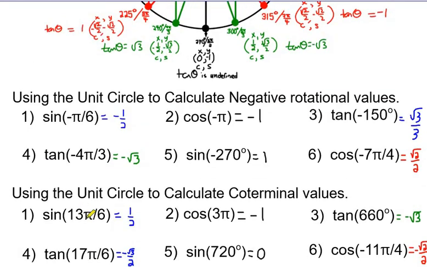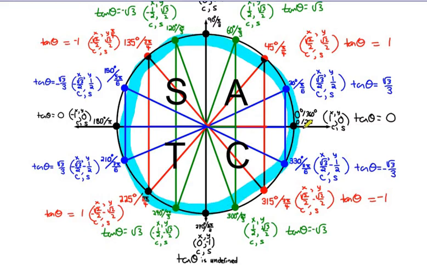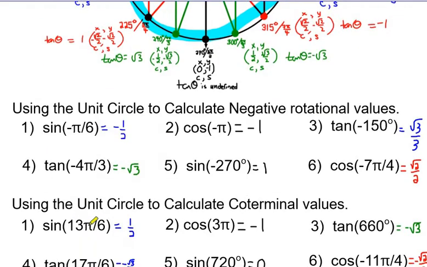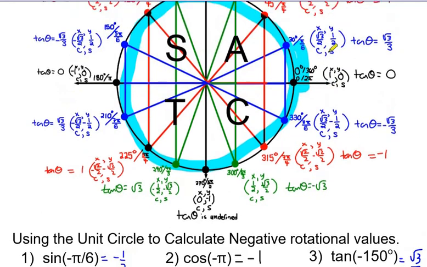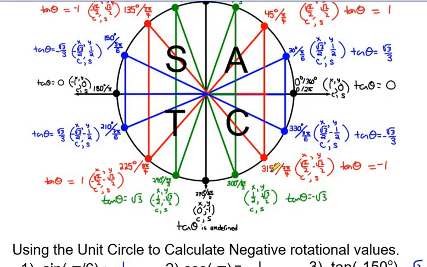So when I look at sine of 13 pi over 6, I'm going to start here. I'm going to go all the way around the unit circle. This would be 12 pi over 6, and then again, this would be 13 pi over 6. So the sine value of that is a half, shown right there. Sine is a half.